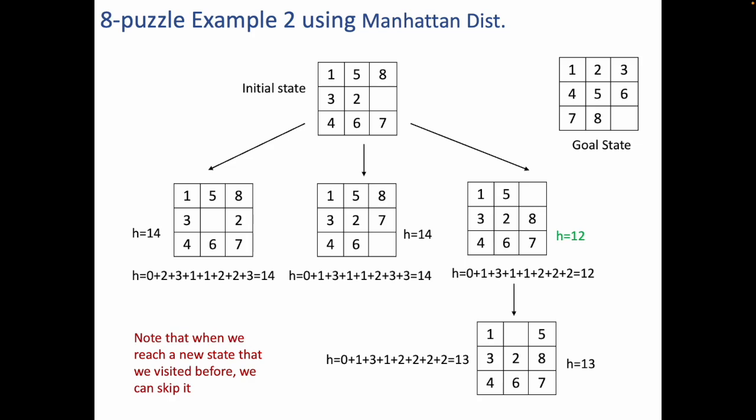And from here, how many moves can we have from this one? 1 or 2? Whenever it's in the corner, we can have 2 moves, right? So we can move 8 up or 5 right. And if you move, for example, 8 up, it will be the same as here. We already visited, so we don't write it again. And then we only can move, for example, 5 to the right, which is this one.